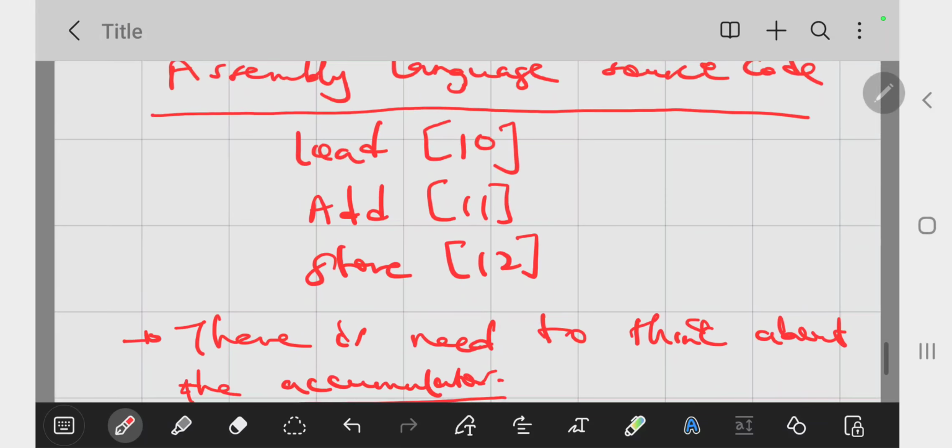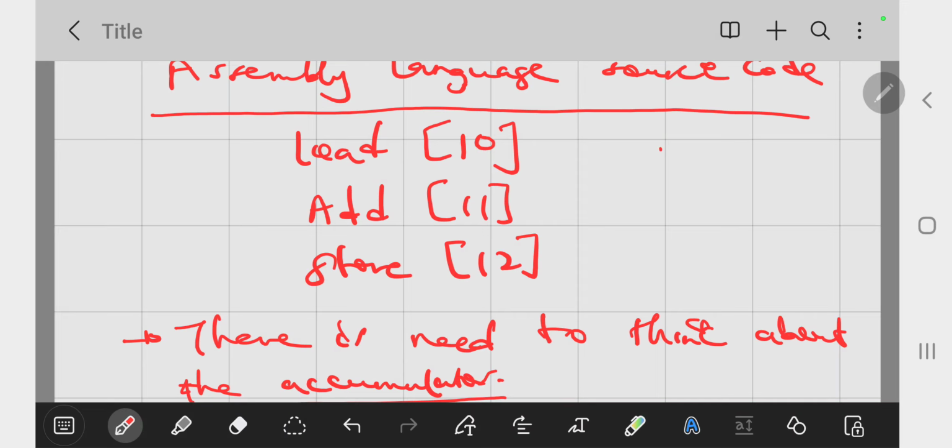So when you look at this particular source code here, load 10, add 11, store 12. So what this means is that load the content stored in memory location 10. This 10 is the memory location. And then what you're going to do is load this in the accumulator, right? And then at the same time, add the content of memory location 11, because this 11 is a memory location, to what is already in the accumulator.